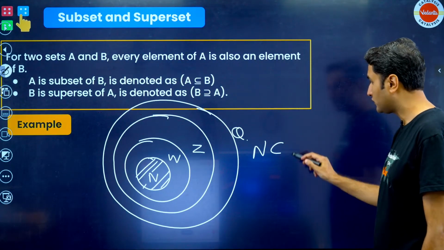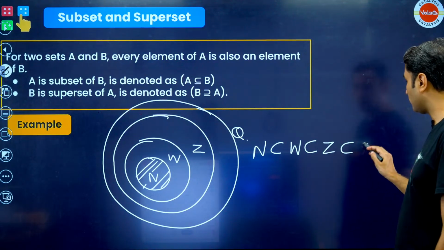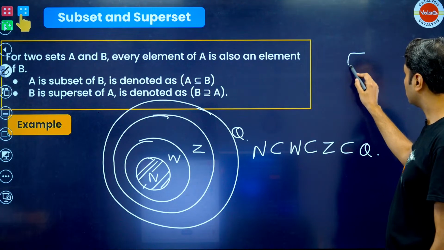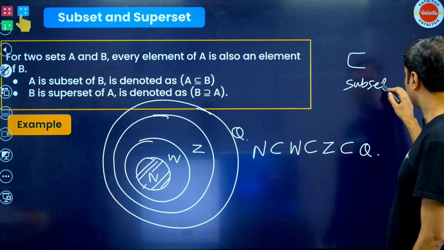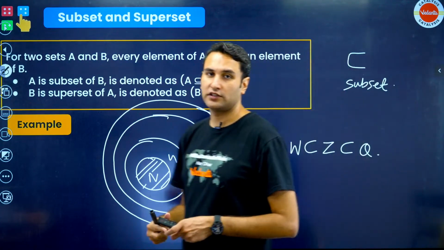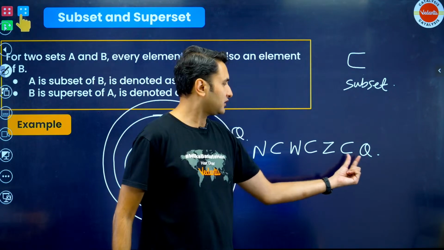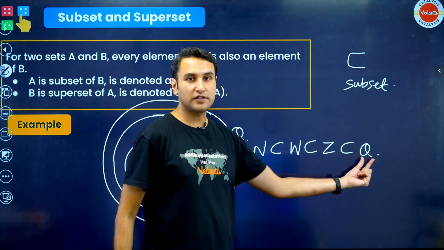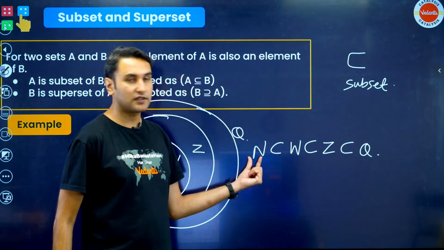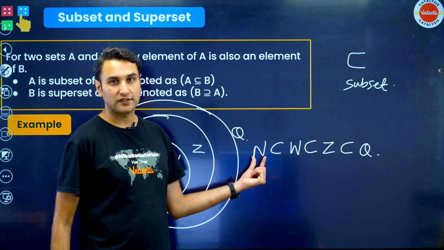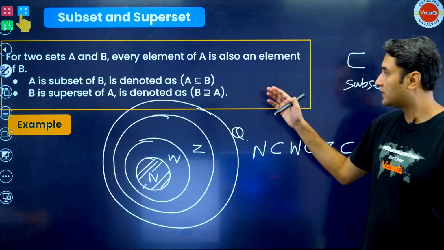So how can I represent this? N is a subset of W, which is a subset of Z, which is a subset of Q. This notation, subset. If you read it from the other direction, you get the other definition, which is superset. Q is the superset of integers, integers is the superset of whole numbers, which is the superset of natural numbers. Got it? Clear, all of you? So now you know what is a superset, what is a subset.